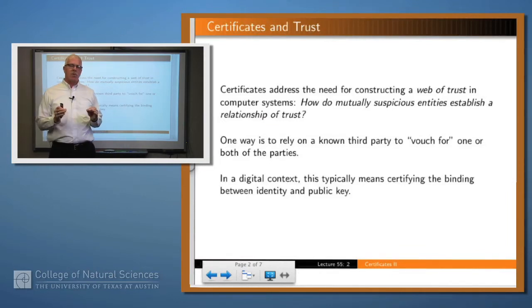Okay, so what was the problem that we were trying to solve? Well, in a distributed environment where you're dealing with parties that you don't know personally, we need to establish somehow a web of trust. And what that amounts to typically in one of these distributed environments is knowing that the identity and the public key of a party with whom you're dealing are actually legitimately bound together. And certificates are the way of doing that.